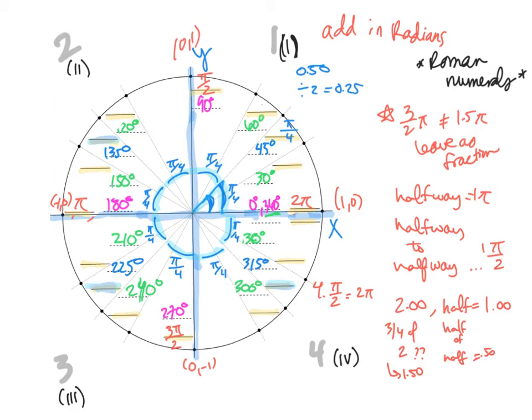Okay, so I have 1 pi over 4, 2, 3. So when I hit this line, I have 3 pi over 4, because I have 3 of them: 1, 2, 3. So that's 3, right? So this is 4, 5. So this is 5 pi over 4.